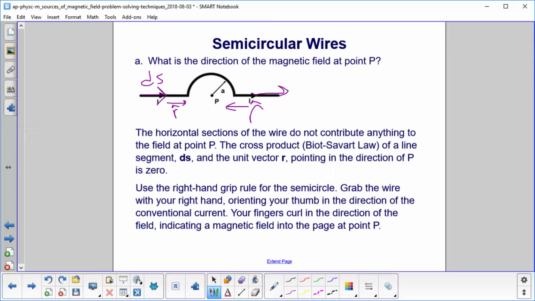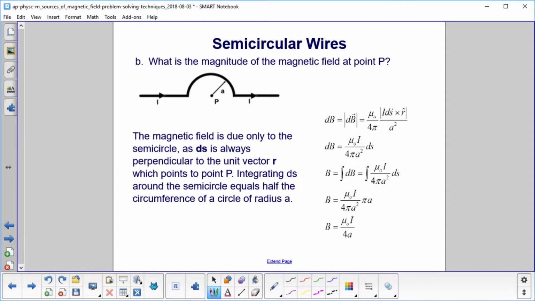So now just go to the semicircle, grab the wire with your right hand, orienting your thumb in the direction of the conventional current. Your fingers curl in the direction of the field, indicating a magnetic field into the page at point P. So the magnetic field is like that at point P. The magnetic field at point P is due only to the semicircle.